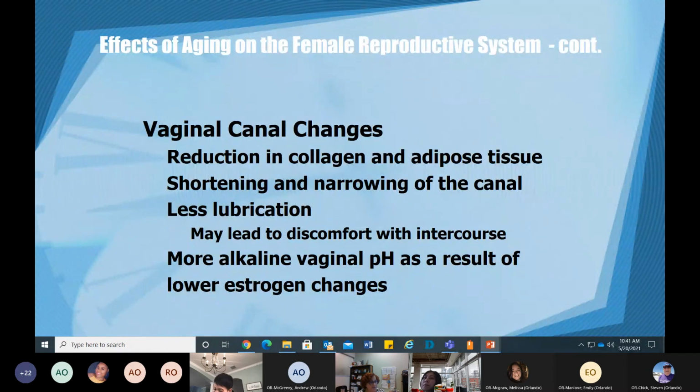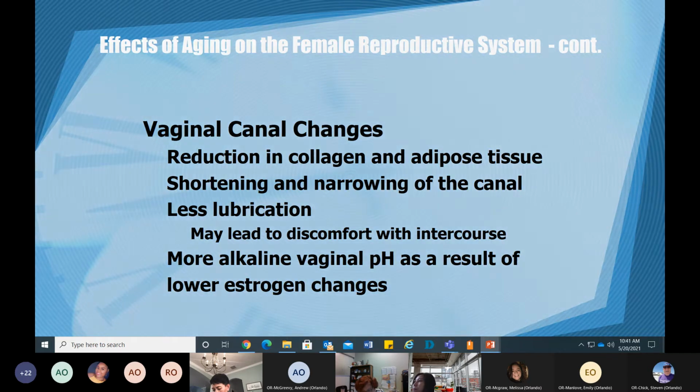Again, we do have some reduction in the adipose tissue and in collagen. The vaginal canal will shorten a little bit. And as we mentioned already, there's going to be less lubrication. So sometimes we can suggest using some type of non-oil lubricant because of the pain. And the vaginal pH becomes more alkaline because there is a change in the estrogen within the body.